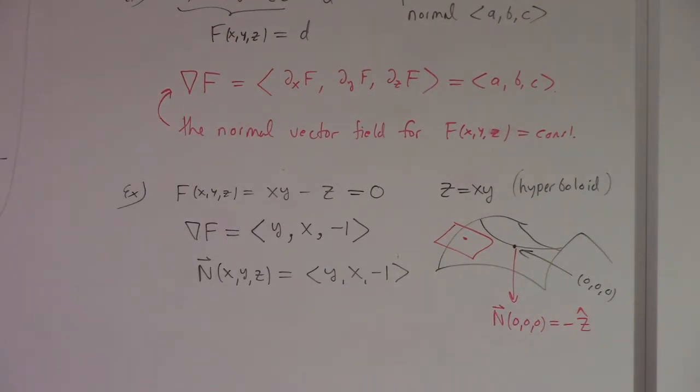What was the other way we found normal vector fields? If we are given a parameterization of the surface, we do what? We calculate the partial velocities and we cross them, right? That was the other way.